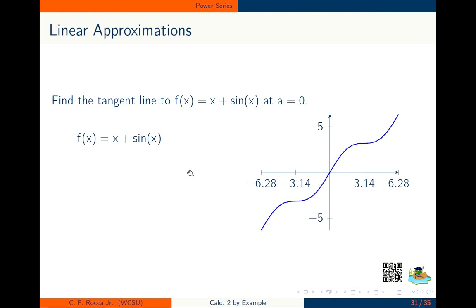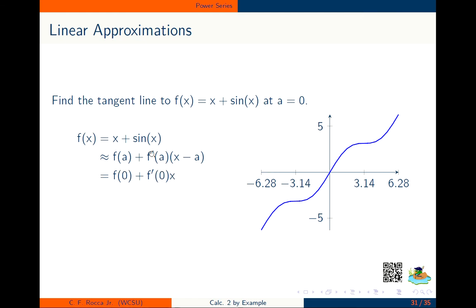Remember that the equation for a tangent line is f of a plus f prime of a times x minus a. F of a is the y value that the function is passing through, and in this case that'll also be the y-intercept. And it's f prime of a because the derivative gives us the slope of the tangent line. This is one of the things you probably would have learned early on in Calculus 1. And what we're really going to be doing over the next couple of slides is extending this idea.